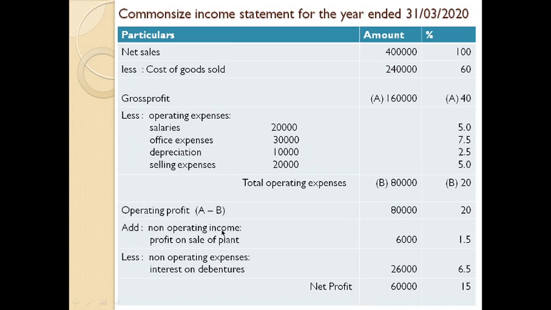Next one, add non-operating incomes. Under non-operating income, there is profit on sale of land, 6,000, same procedure, 1.5%, followed by non-operating expenses, interest on debentures, 26,000, same case. And finally, net profit 60,000, you need to find the percentage of net profit when compared to net sales, that is 15%. This is how a common size income statement will look like. And once you have completed this common size statement, you need to make a proper interpretation on the basis of the statement you have prepared.